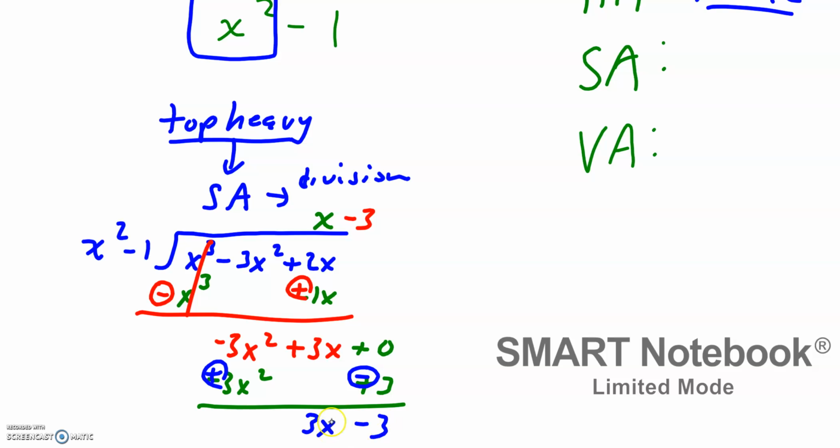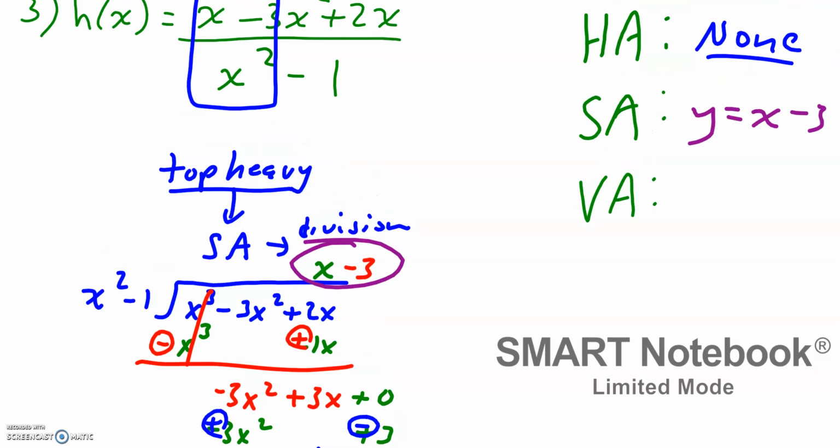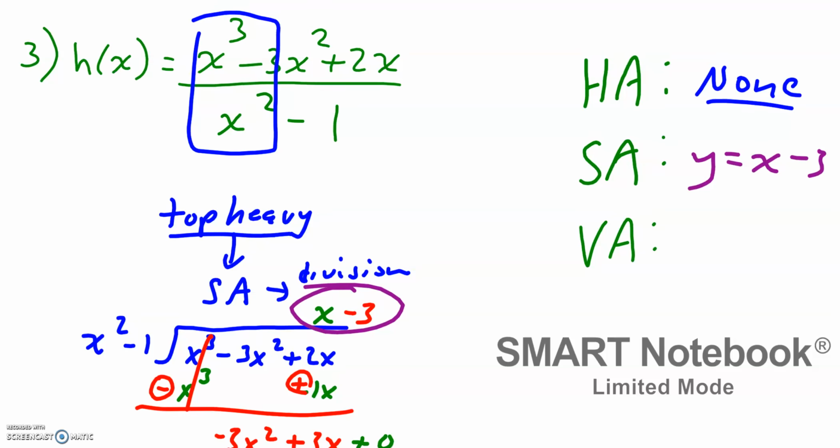But as Mr. Bocconi said, the remainder doesn't matter for your answer to the slant asymptote. The only thing that matters is what's left up here, the part that worked. So your slant asymptote here would be y equals x minus 3. Okay, and so when you're doing long division, the remainders never matter when you're finding a slant asymptote. Okay. The vertical asymptote is again found by factoring.